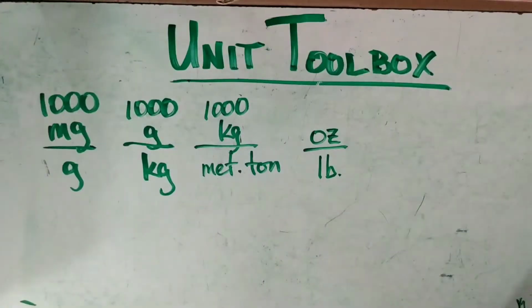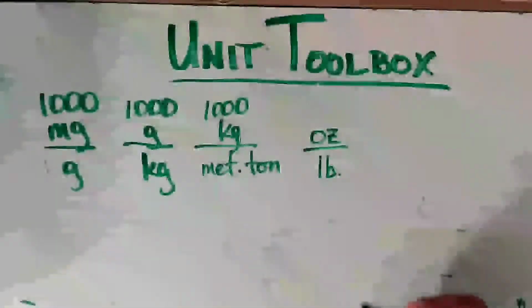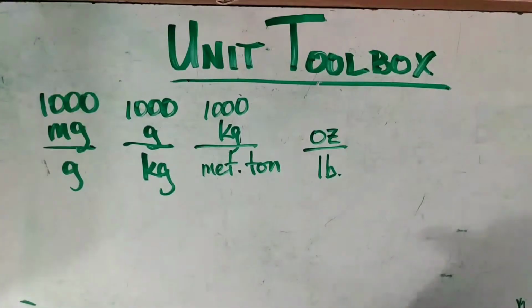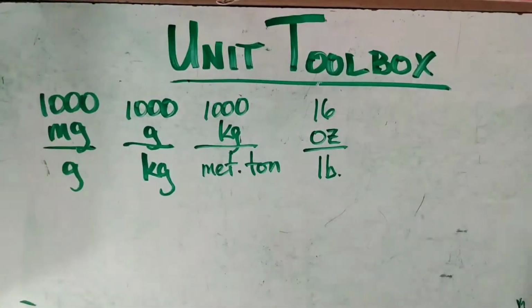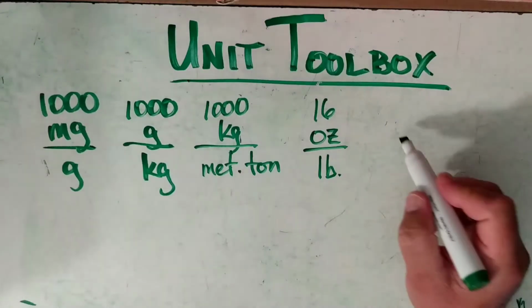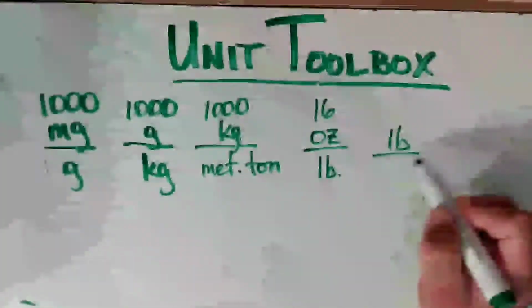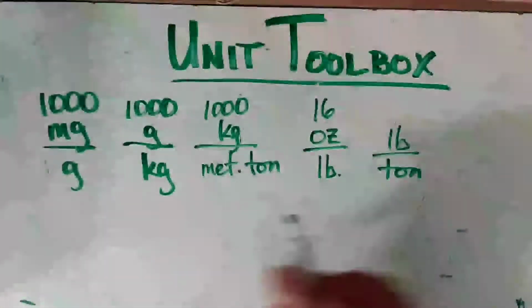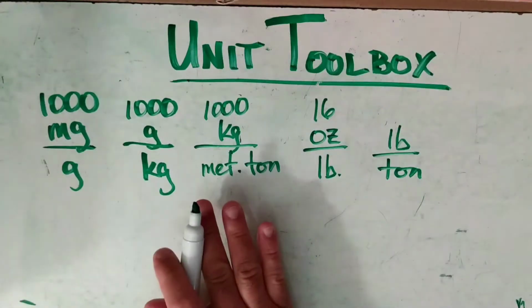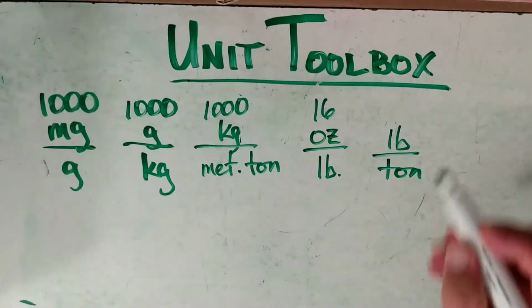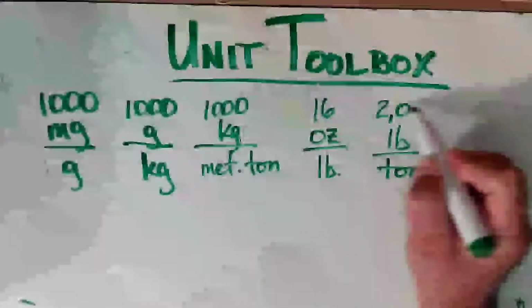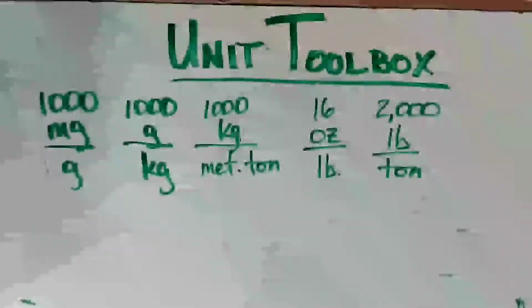A pound would be a box of butter. 4 sticks of butter is equal to 1 pound. So how many ounces can we get in that 1 pound of butter or box of butter? And we get 16. All right, a pound to ton. So these first 3, again, are all the metric system. This is part of the English system. And so 2,000 pounds is equal to 1 ton.